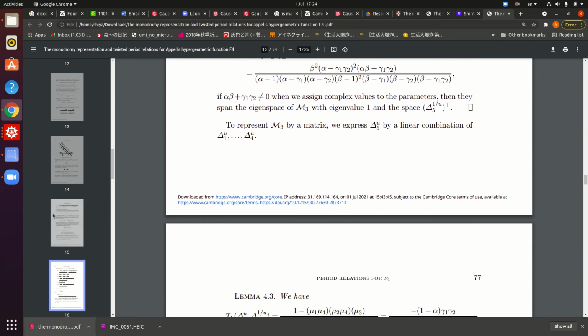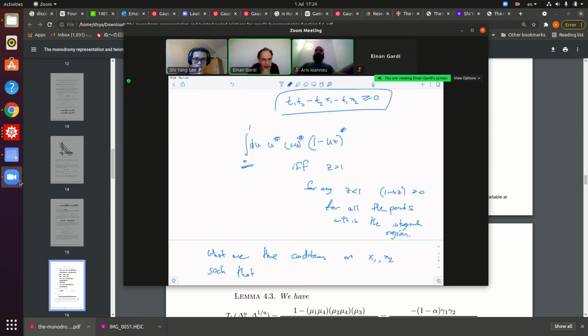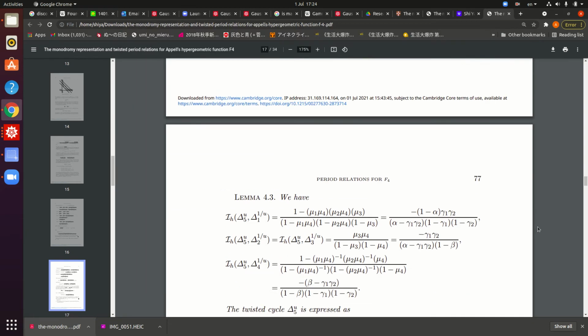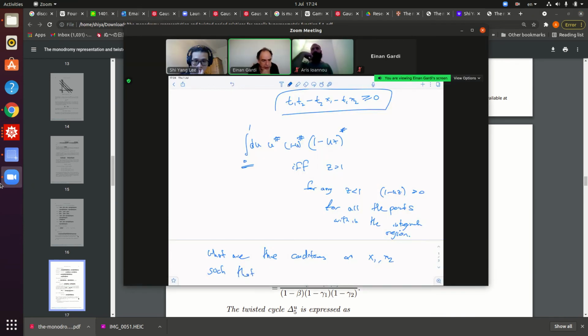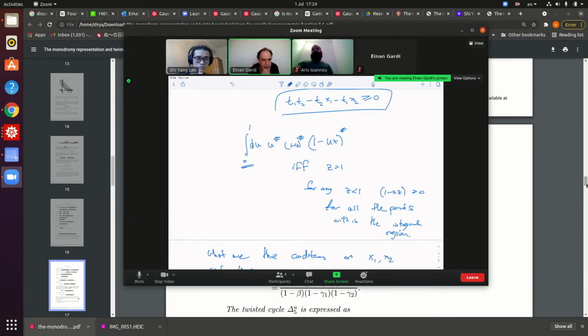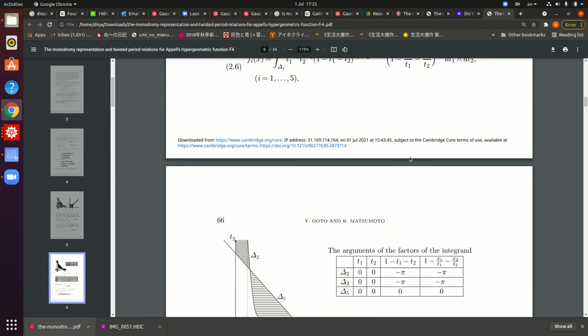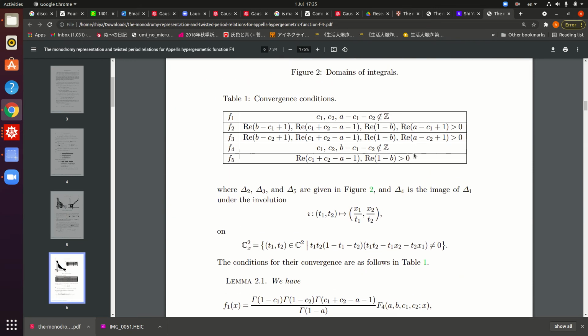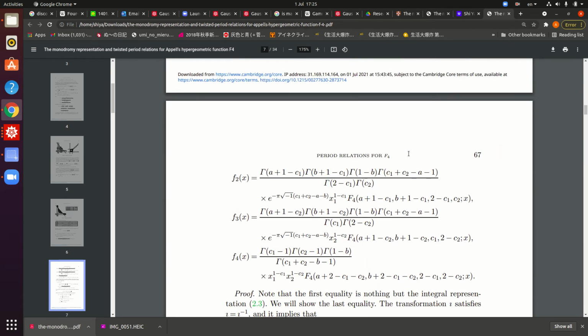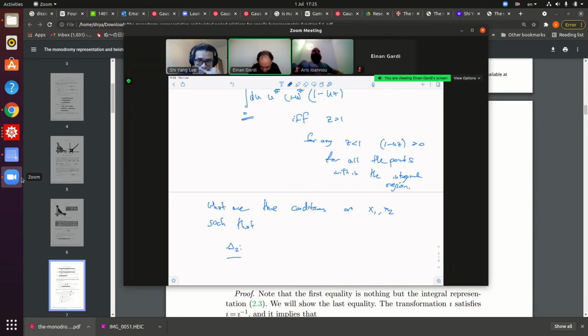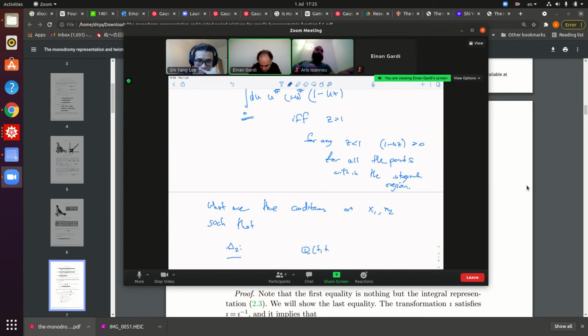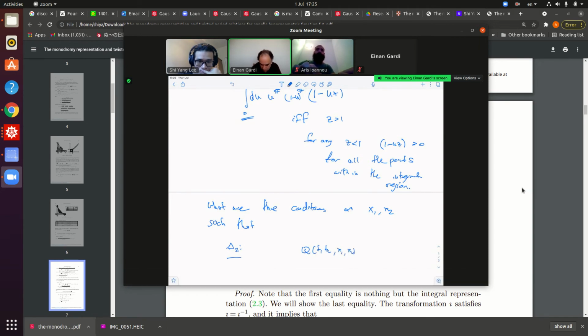Maybe we should use another one as an example. So let's try to use, for example, F2. If we use F2, then the integration is over delta 2. Delta 2 is defined between the regions like that, such that Q of T1, T2, X1, and X2 is negative.